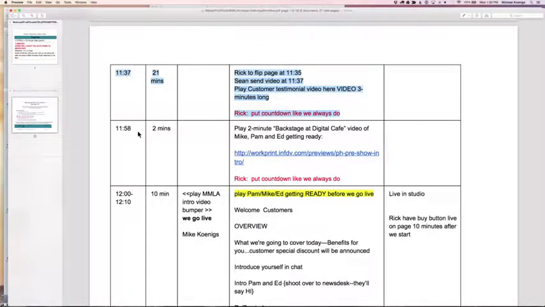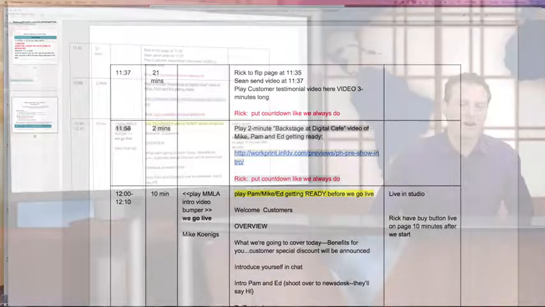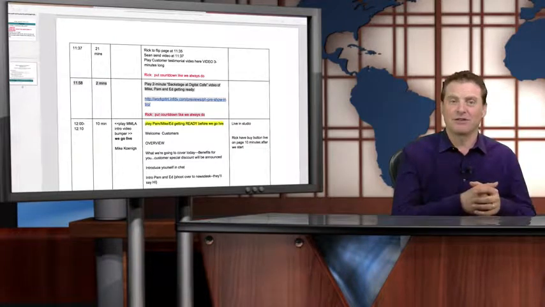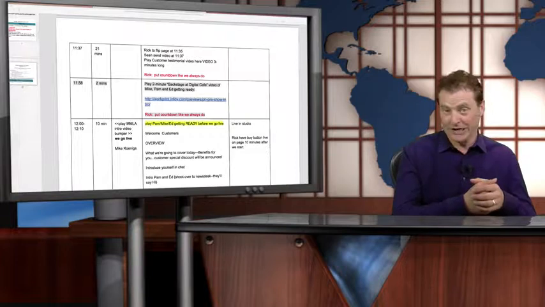here, 2 minutes before the program begins, I play, in this case, a little intro we made that might be kind of funny. If you've seen it, and it's inside the membership site, we have the pre-roll for the Three's Company theme that Ed and Pam and I did. The whole idea is if we can entertain a little bit, we're going to do that.